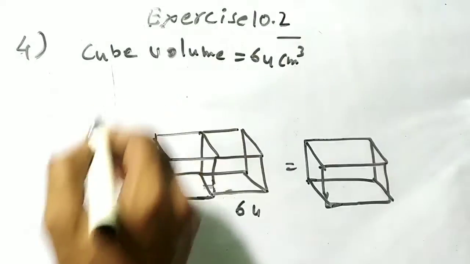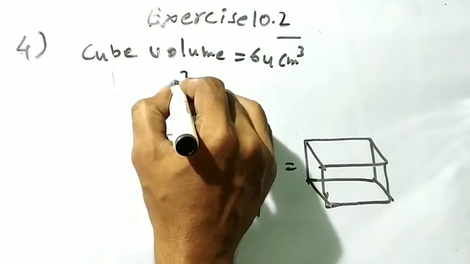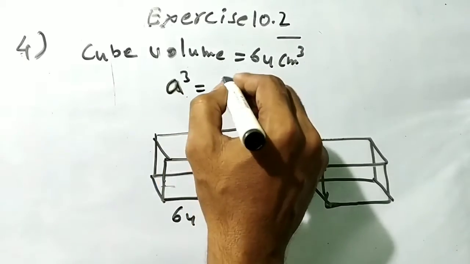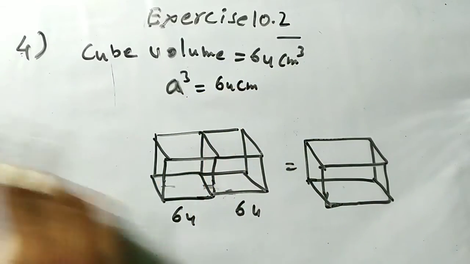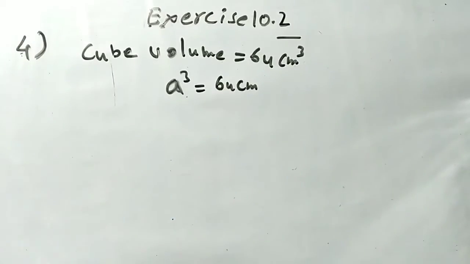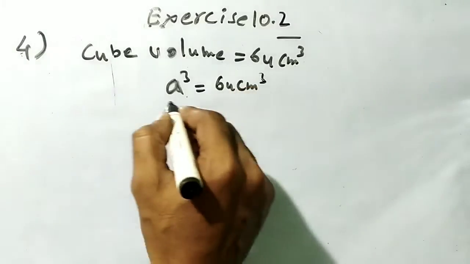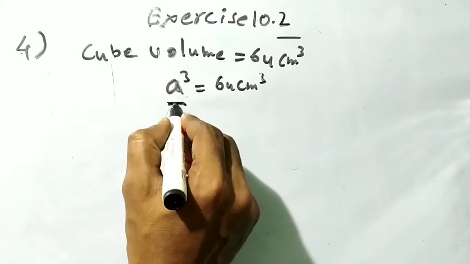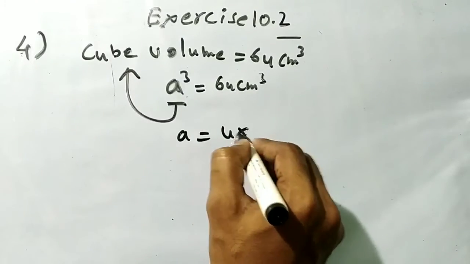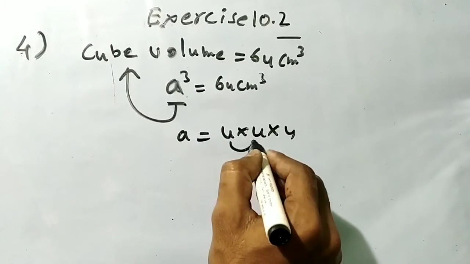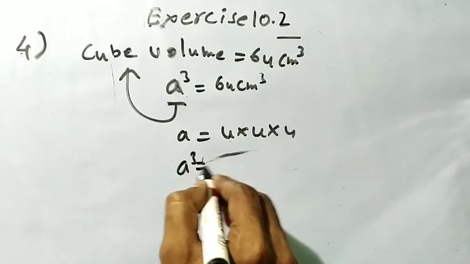The cube volume is 64 centimeters cube. I will erase this totally. A cube is 64 cube, 64 centimeter cube is the given. What is A? A cube is the volume of the cube. So we will find that 4 into 4 into 4. 4 4s are 16, 16 4s are 64. So here we can write that A cube is equal to 4 cube.